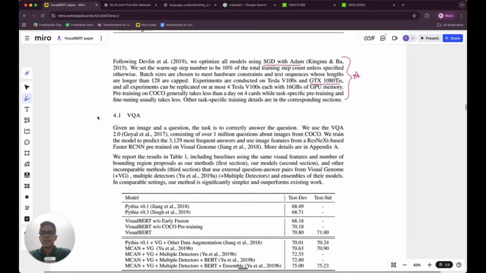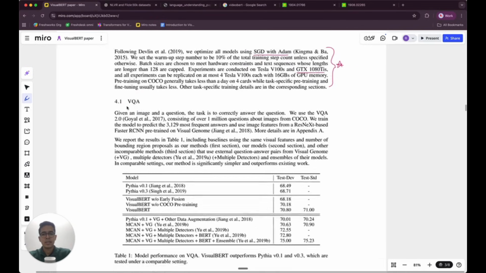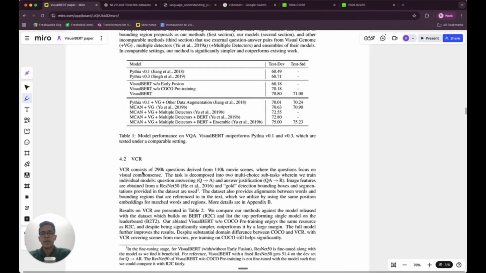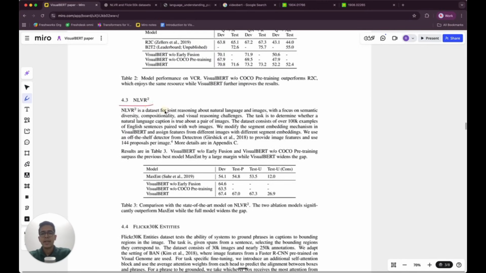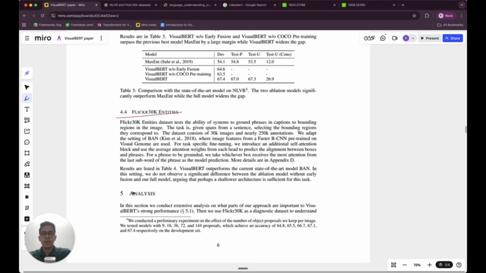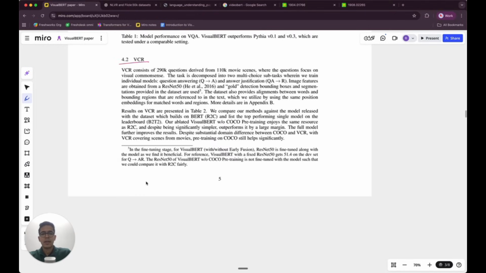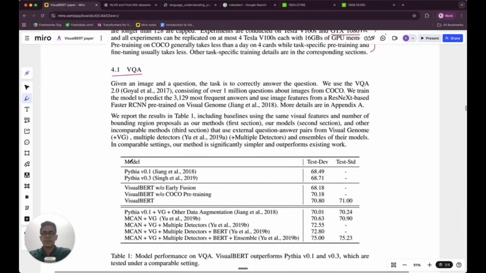Now the paper is discussing the tasks: visual question answering, visual common sense reasoning. There were 4 tasks, right? So if you look at it, 4.1 and 4.2 are visual common sense reasoning. 4.3 is NLVR, natural language visual reasoning. 4.4 is the Flickr dataset. And only then we move to the 5th section. So now we are going into the details of these 4 tasks.